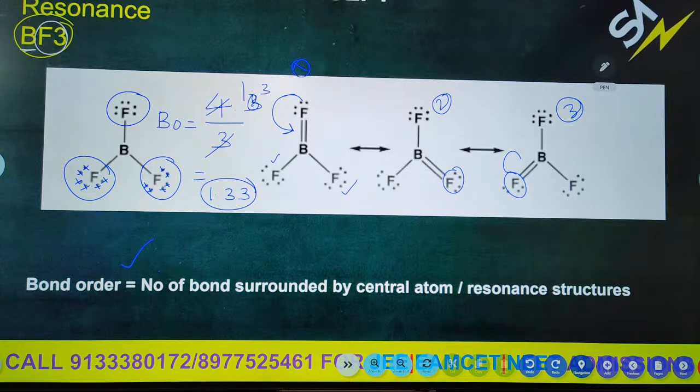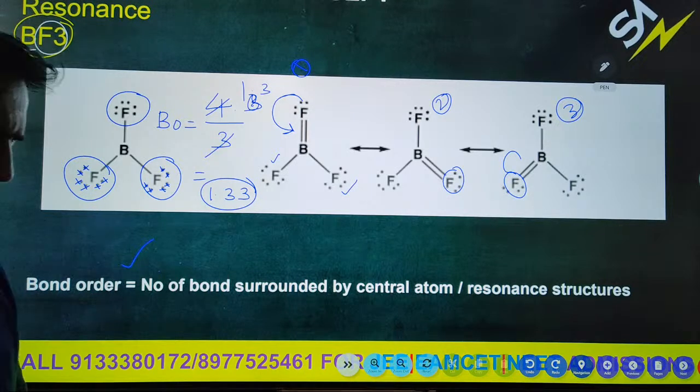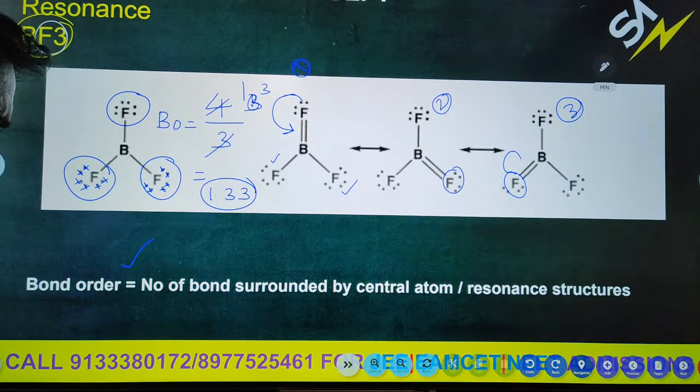Yes, next we are going to check bond order. Students, clear this one, bond order. How to find out the bond order, especially in the case of molecules which show resonance structures. So our first bond parameter is resonance structure.